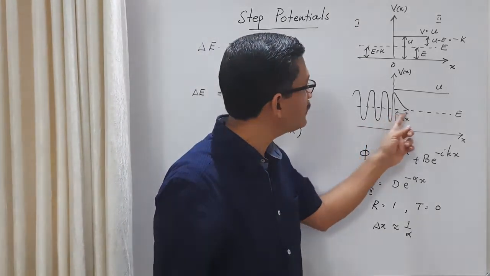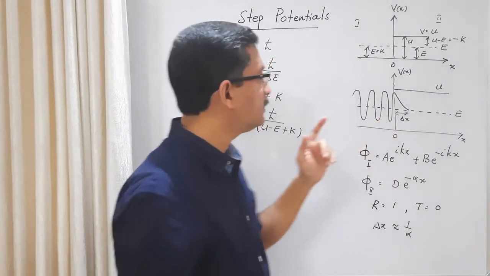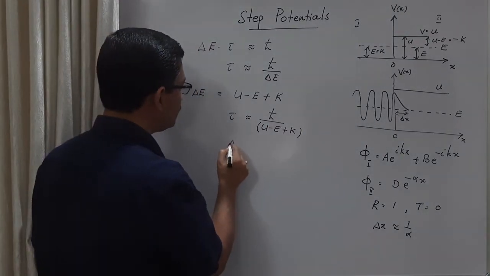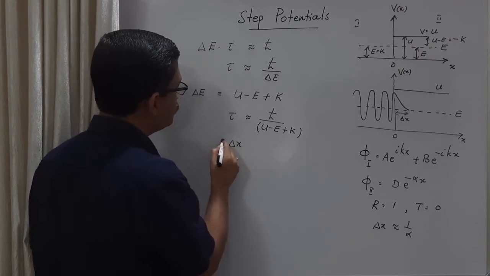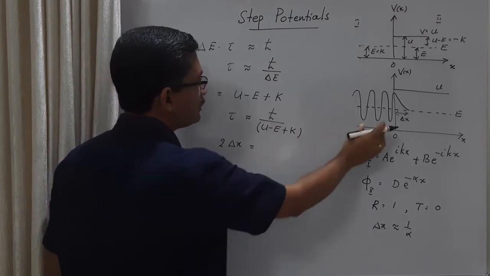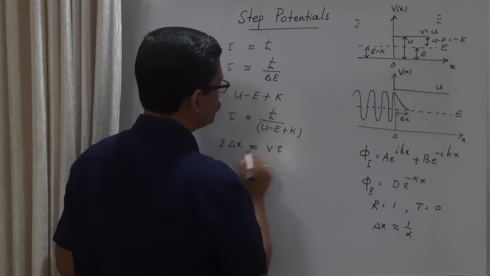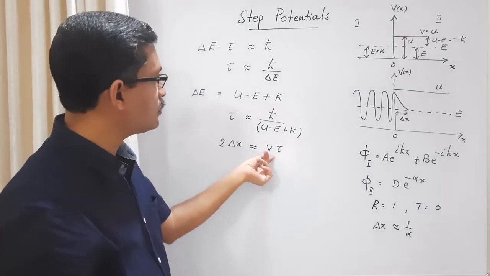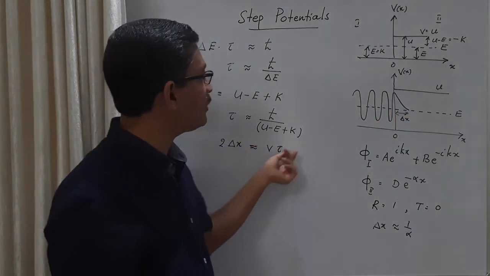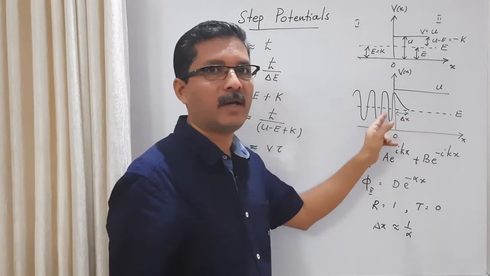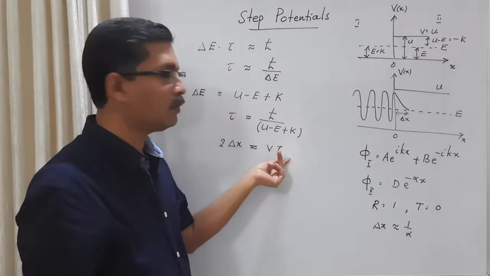So within this delta, this time tau, the particle should cross over to delta x and then come back. So the particle travels a distance 2 delta x, which is of the order of v times tau. Suppose the velocity of the particle in region 2 is v, and the time interval it takes to move to some delta x and come back is tau, then the distance traveled is 2 delta x, twice the penetration depth, that's equal to velocity into tau.